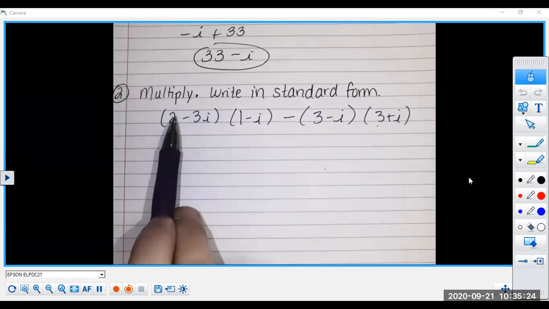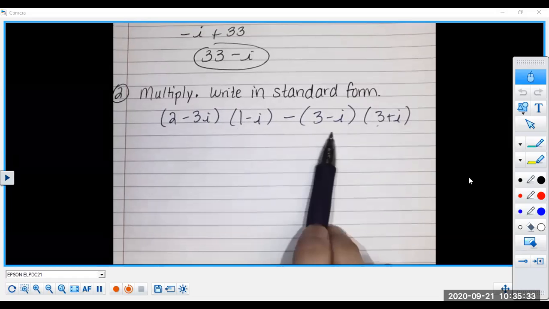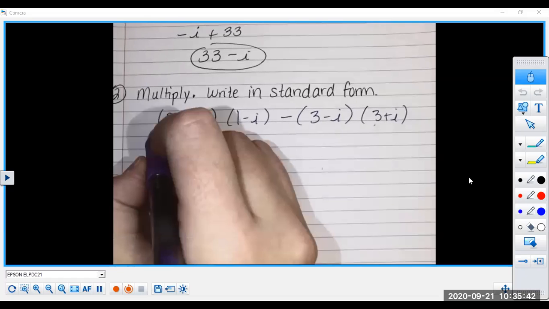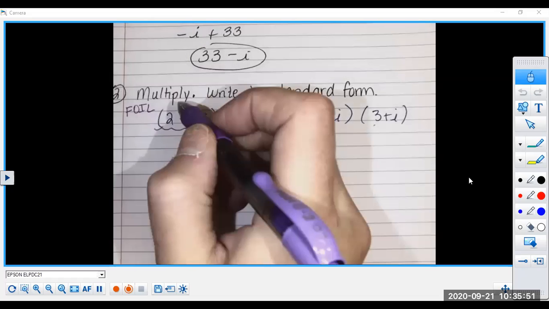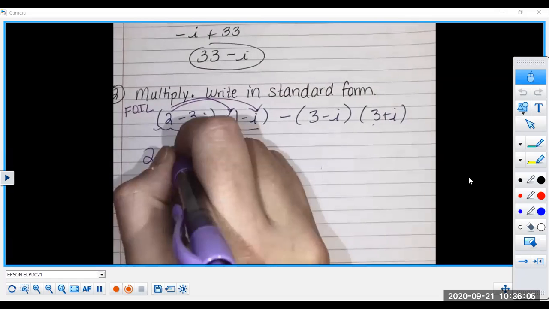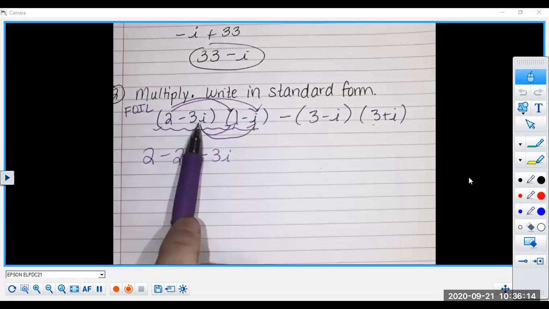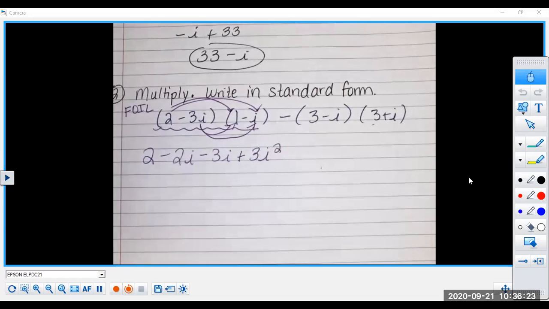Most of your math lab problems only have two binomials multiplied together, but this one has a pair multiplied, and then you have to subtract later on, so follow the order of operations. Let's multiply this first pair together. You have to use FOIL. Multiply your first terms, and that's going to give you 2. Multiply your outer terms, and you get minus 2i. Multiply your inner terms, that gives you negative 3i. And multiply your last terms: negative 3i times negative i gives you plus 3i squared. What will we eventually plug in for i squared? Negative 1.